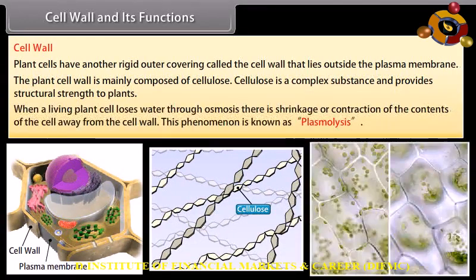When a living plant cell loses water through osmosis, there is shrinkage or contraction of the contents of the cell away from the cell wall. This phenomenon is known as plasmolysis.